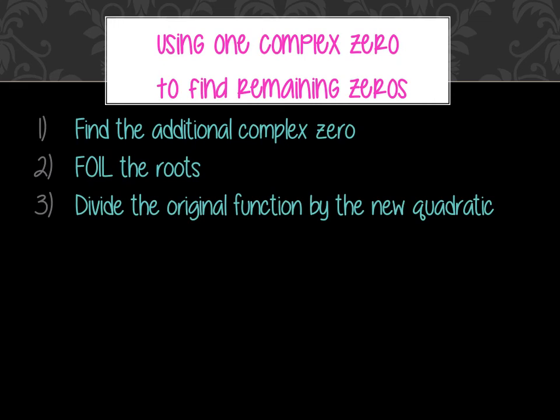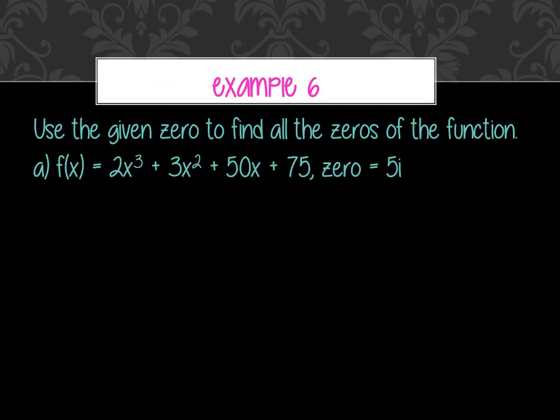Take the 2 roots that you've got, FOIL them out, or use the shortcut to get one polynomial. It won't have any i's in it if you've done it right. It won't have any i's. That then gets divided using long division into the original polynomial, and you'll get the remaining root, okay? So I'm going to work through this one.